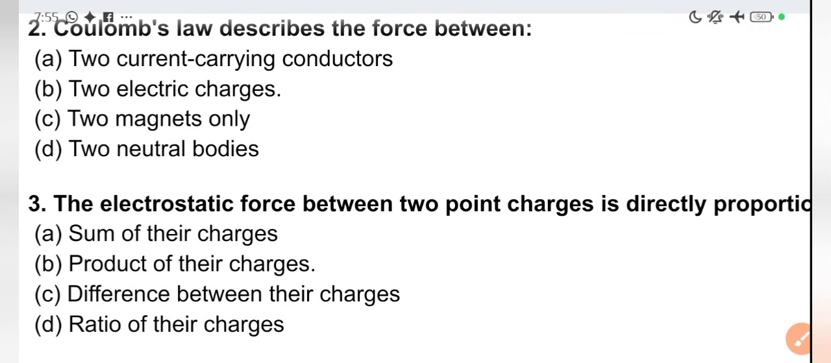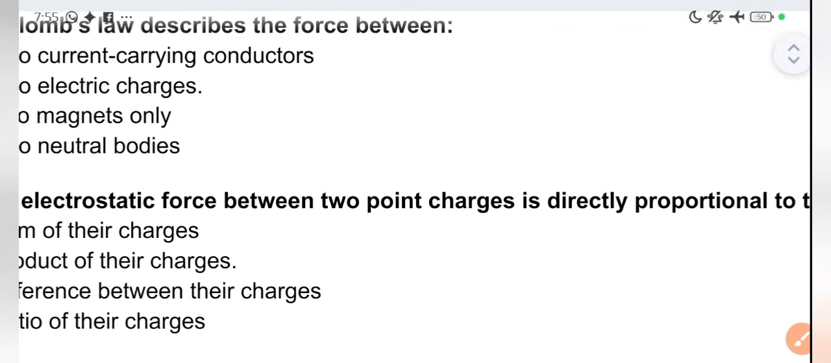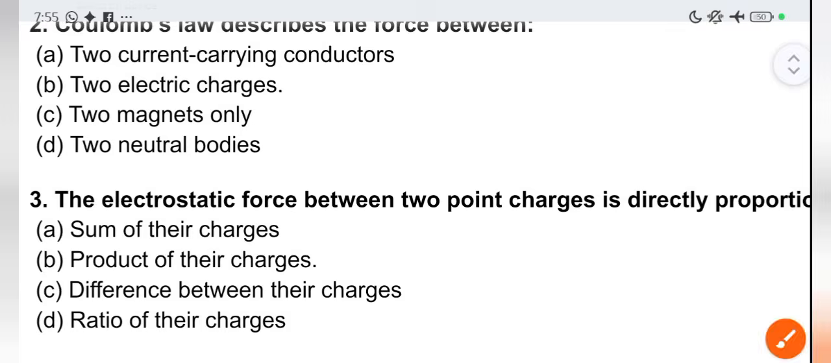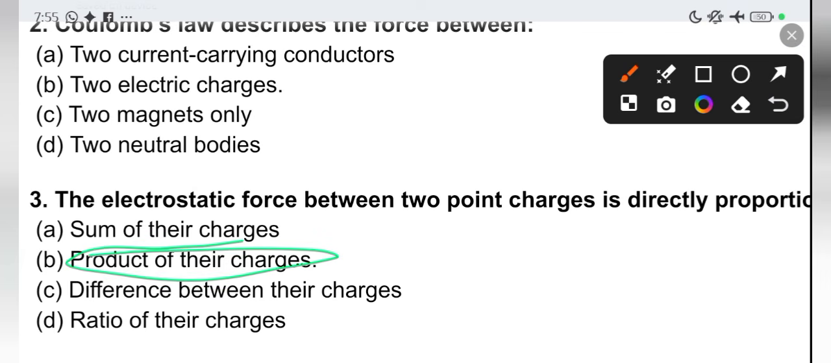Question 3. The electrostatic force between 2 point charges is directly proportional to the dash. You can see we are still looking at the law. This is just 3 different questions answering one law or explaining one law. So it means that if you don't know this law, it automatically means that you're going to fail the 3 questions. So it's very important that you put all these things into consideration.